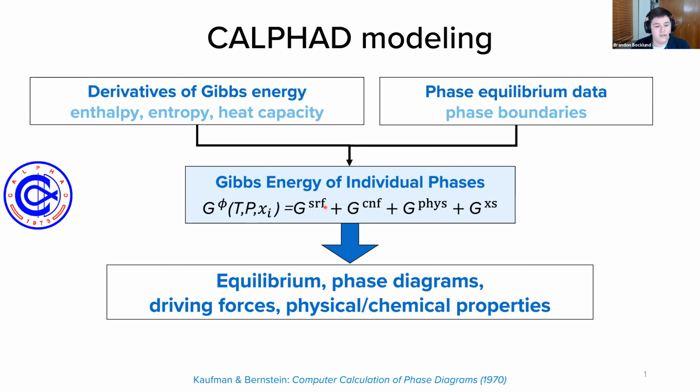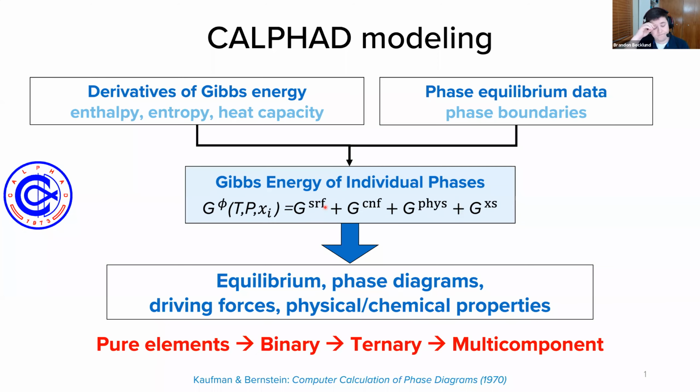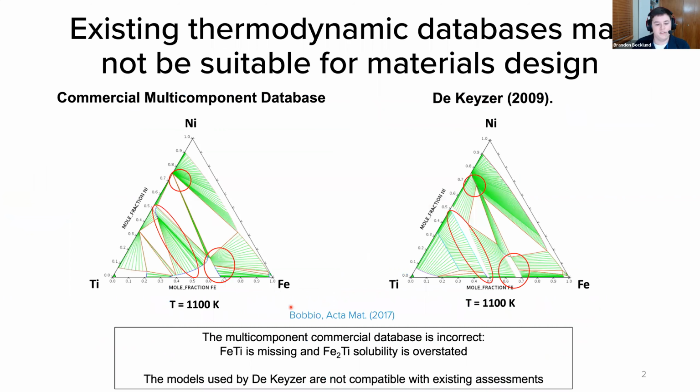A lot of things you can do with the CalFed method, but even then, just a small slice of all the possibilities. We build up these databases, again, starting from pure elements up through binary, ternary, and then up to multi-component systems. And so I just want to motivate a little bit why we need ESPEI, or why we need a new tool for thermodynamic database development.